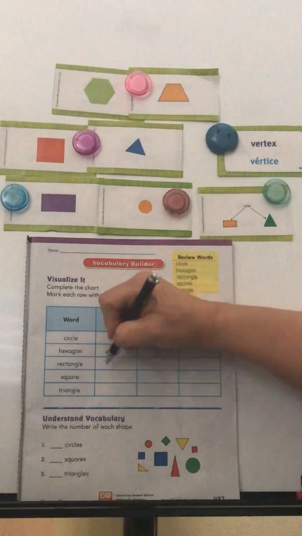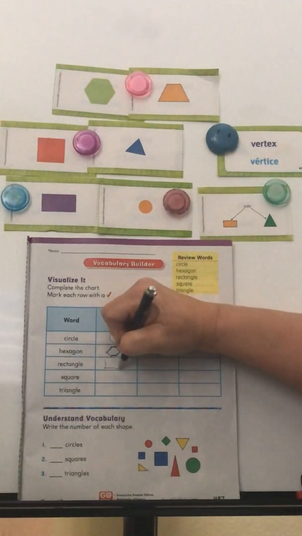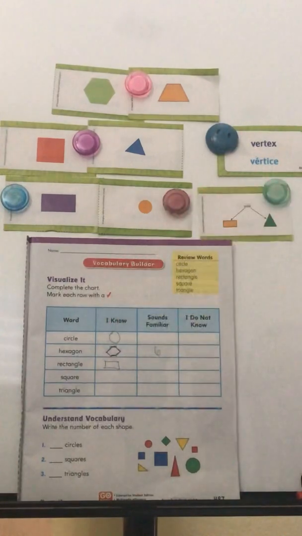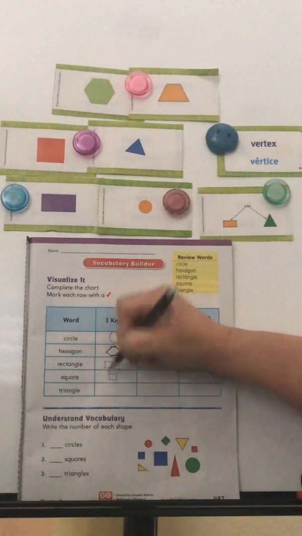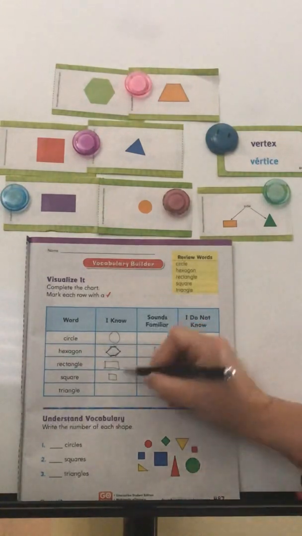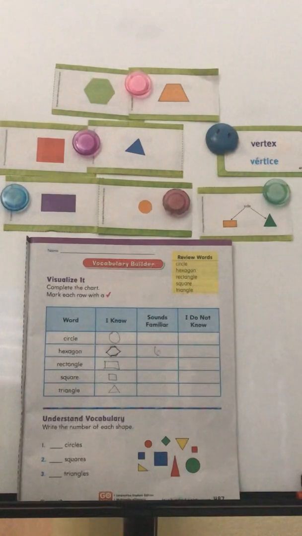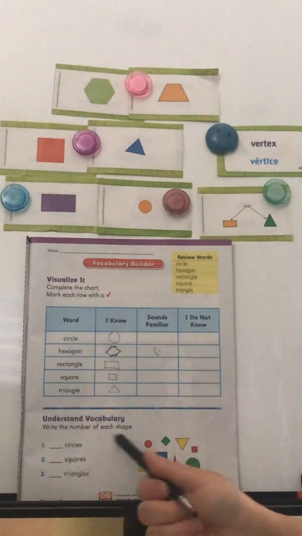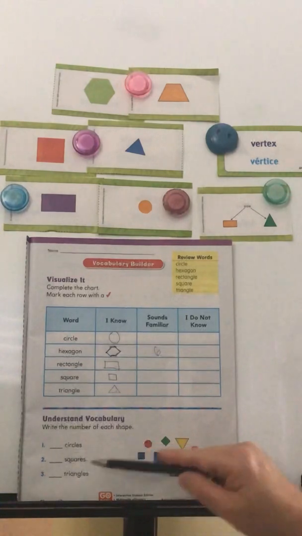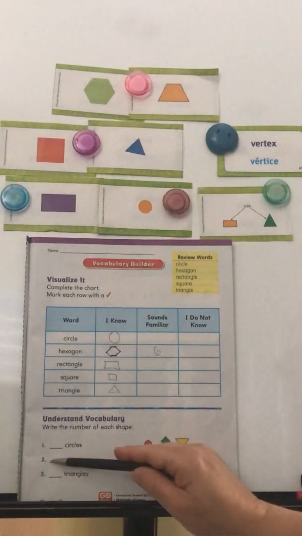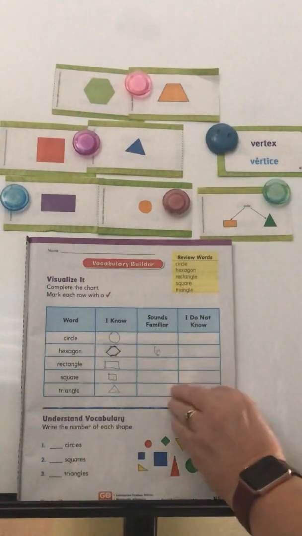A rectangle, you know, has 2 short sides and 2 long sides. 4 sides altogether. A square, all the sides are the same length. And a triangle, 3 sides and 3 corners. Okay, so down here, write the number of each shape. So you're going to count all the circles and write how many circles. Count all the squares, write how many you see. And count all the triangles, write how many you see.